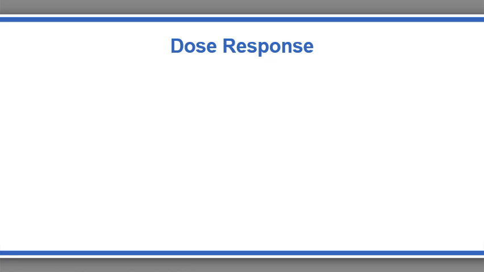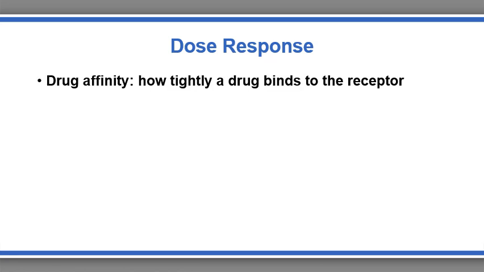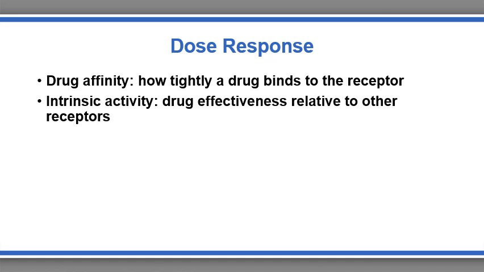So looking at dose response, the drug affinity is basically how tightly the drug binds to the receptor. Obviously the receptor has to have affinity for the drug to have positive effects. Then you have the intrinsic activity, which is the drug's effectiveness relative to other receptors. Both affinity and activity are determined by its chemical structure. So this is where the chemical structure of the drug comes into play and is really important as far as the drug being able to exert specific effects.